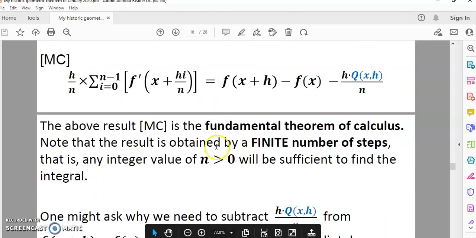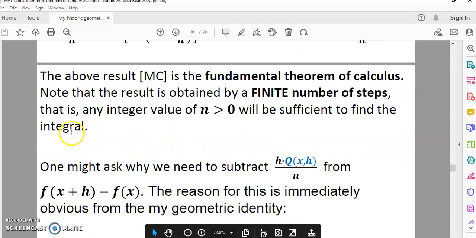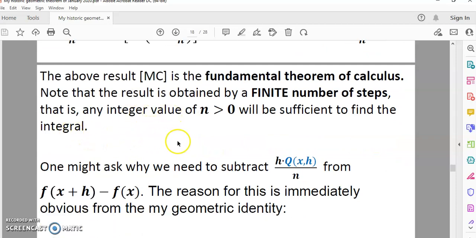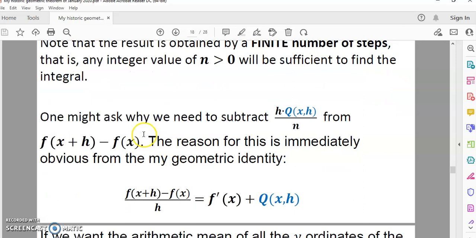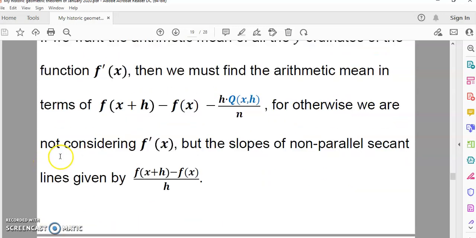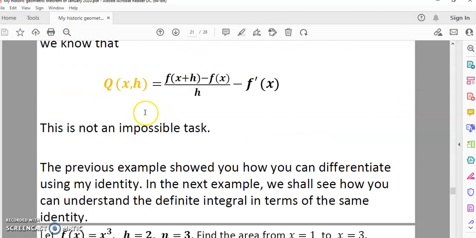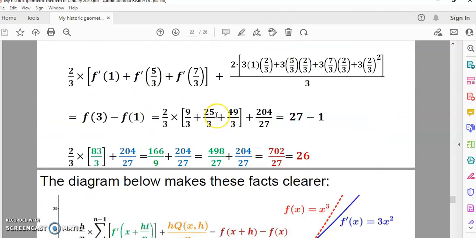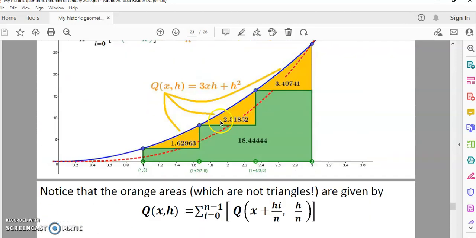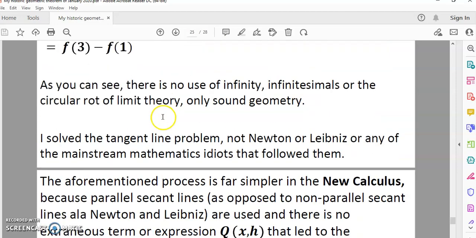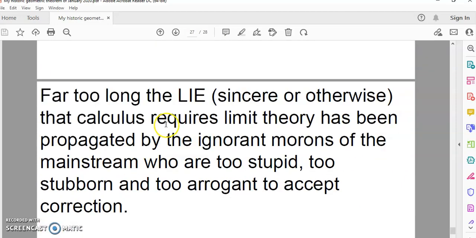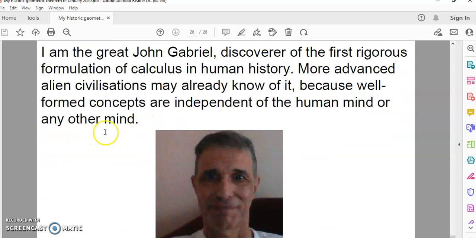And it is obtained in a finite number of steps. That is, any integral value n greater than 0 will be sufficient to find the integral. And of course, I give you a lot more, and I give you some very nice examples with differentiation as well as integration. And so I've summarized everything that needs to be summarized in this article. And there you have it.